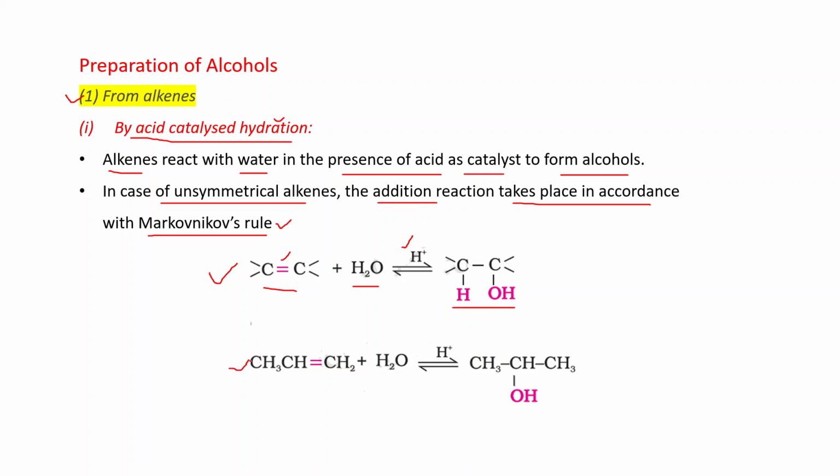Now this is an unsymmetrical alkene, that is propene. Then water is added. Then the OH part of water, which is more electronegative, will add to that carbon atom which bears lesser number of hydrogen atoms. That is, these are the double bonded carbon atoms, and this one contains lesser number of hydrogen atoms. That's why this OH will add to this and H will go to this and we will get this. That is, propene is converting into propan-2-ol.